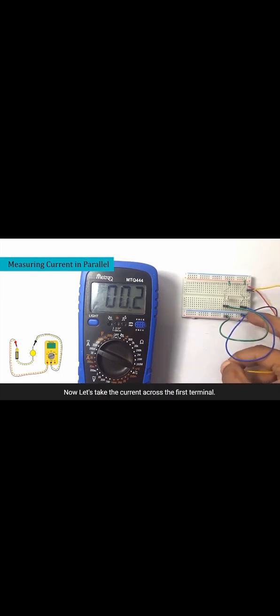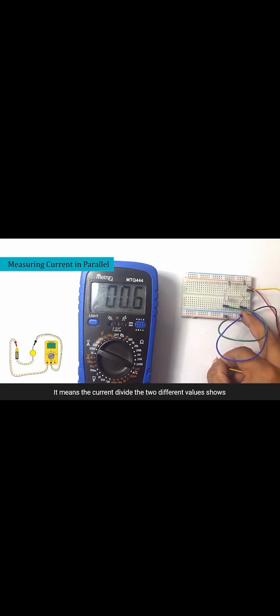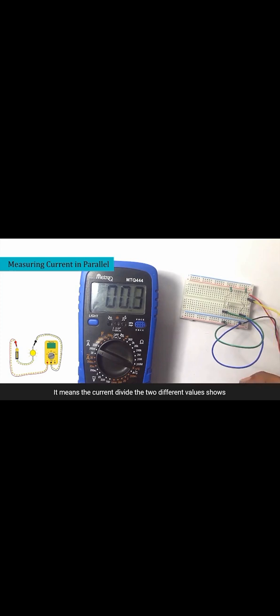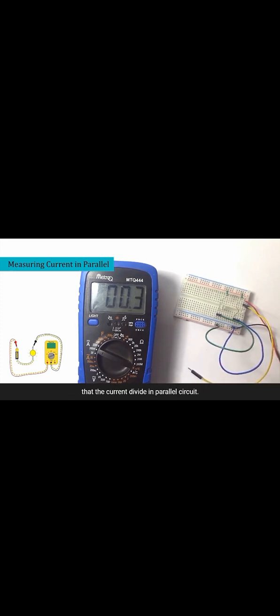Now let's check the current across the first terminal, that is the first LED. It is 0.5. Let's check across the other one. It is 0.6. It means the current divides. The two different values show that the current divides in a parallel circuit.